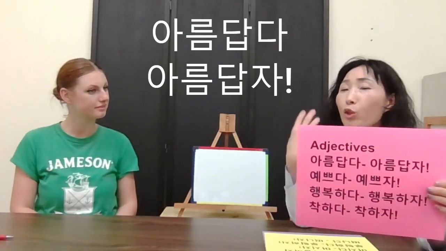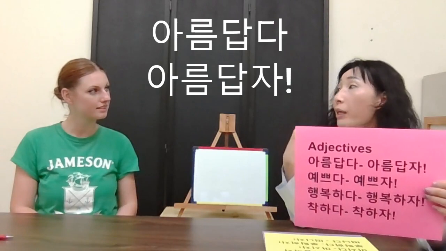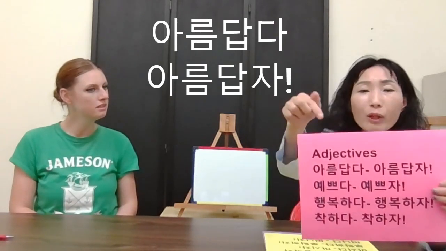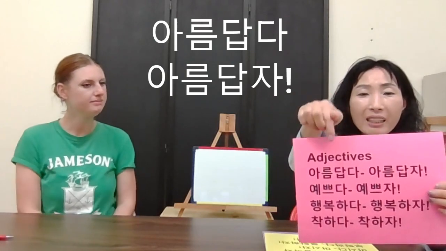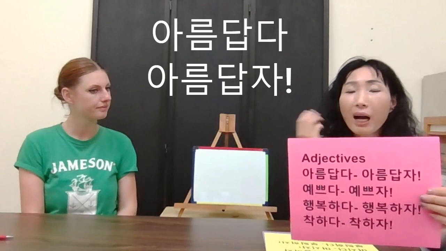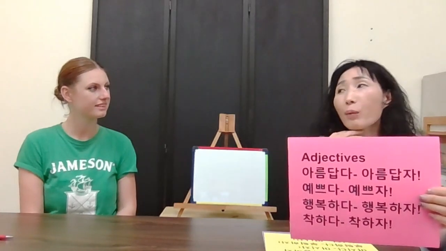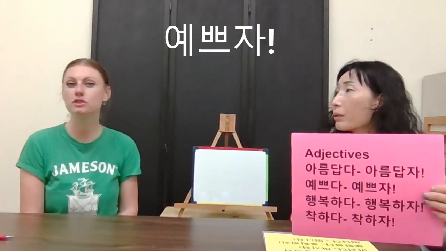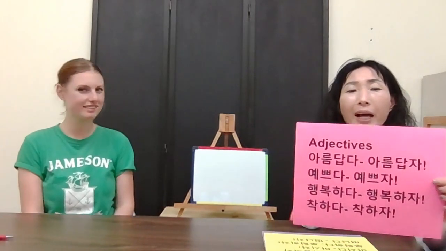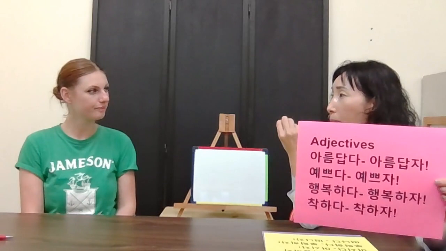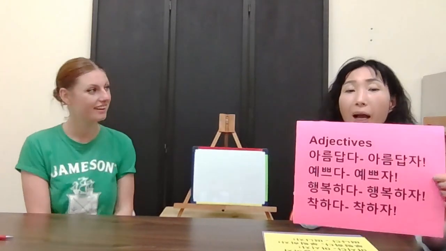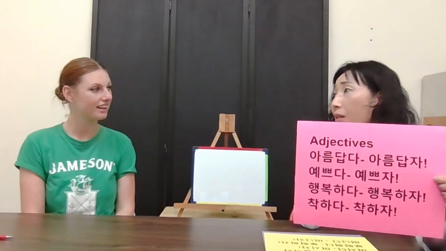If you want to informally invite somebody to do something, you just remove the da and put the 자. That's all you need. So 아름답다, 아름답자. How about 예쁘다? 예쁘자. That's right. 예쁘자 means let's be pretty. And how about 행복하다? Happy. Let's be happy. 행복하자. That's right.